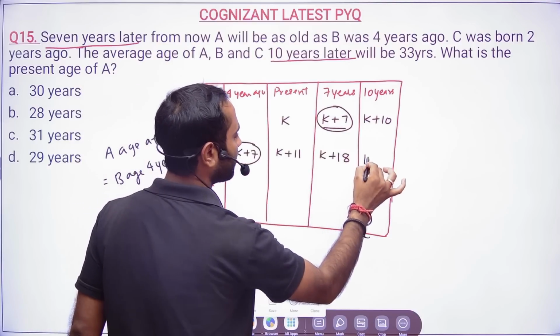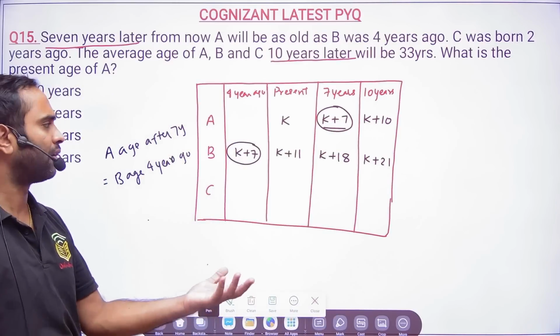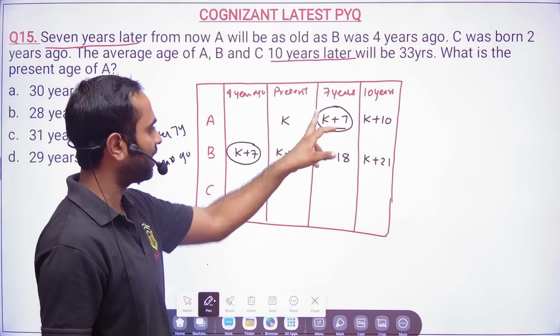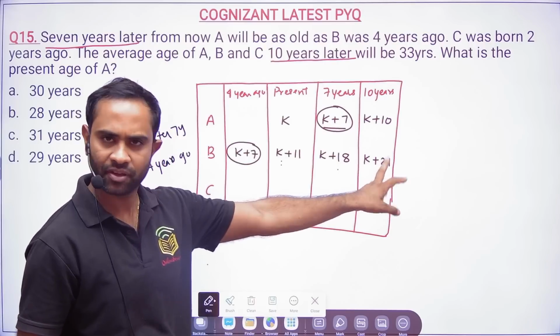And after 10 years, that means after another 3 years, it will be K plus 21. That's all. See, present is K plus 11. After 7 years, it will be K plus 18. After 10 years, it will be K plus 21.